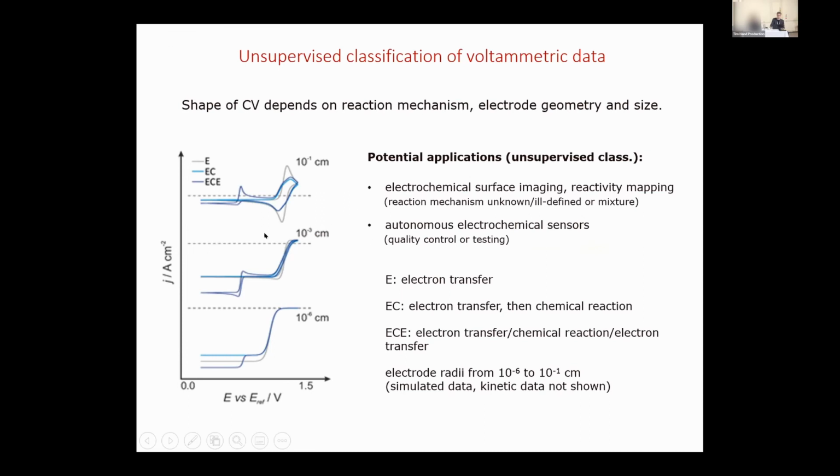When you look on the left-hand side here, there are three different voltammograms shown at the top. One is for a reaction that follows a simple electron transfer mechanism. The second one, in light blue, is an electron transfer reaction plus a chemical reaction. And then in dark blue, it's an electron transfer, chemical reaction, electron transfer, right? So a coupled system. And you see how the shapes differ, and how they also change as you change the electrode size.